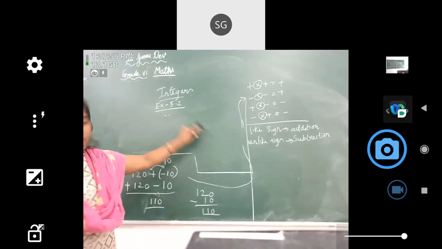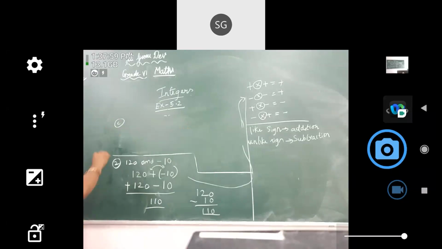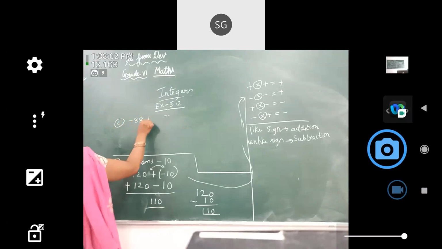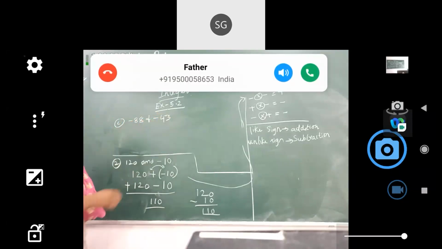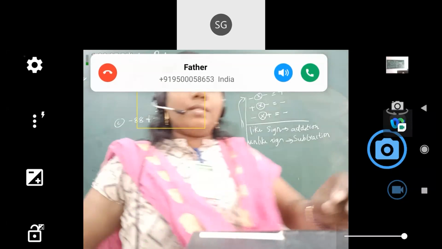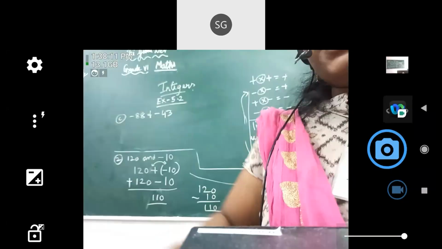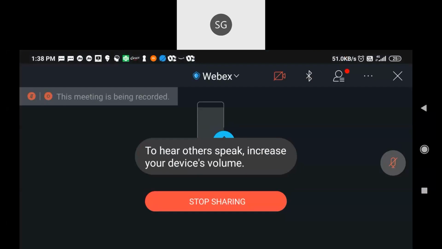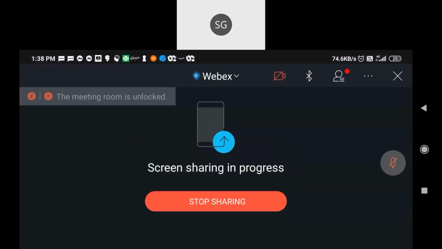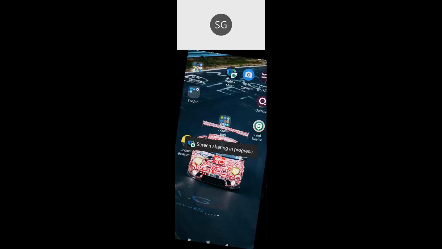See, C problem, I will just give you a hint. You will do it. Minus 88 and minus 43. Now tell me, how will I write this? They have given it in a statement. I have to write it in a mathematical way. How will I write it? Minus 88 and minus 43. Minus 88 plus minus 43.